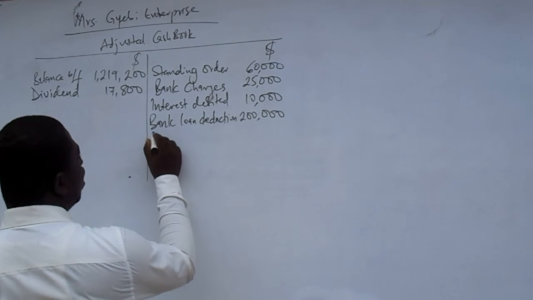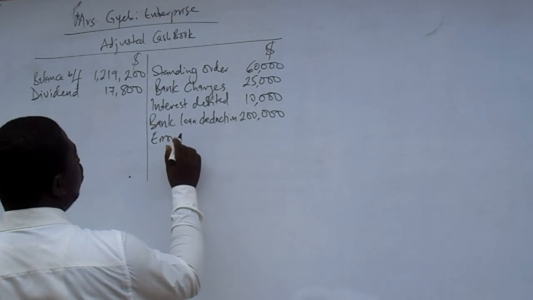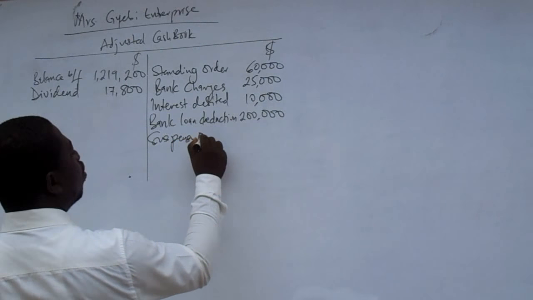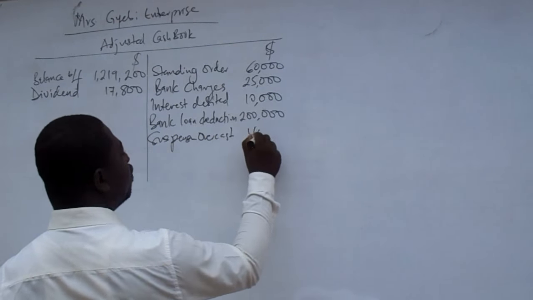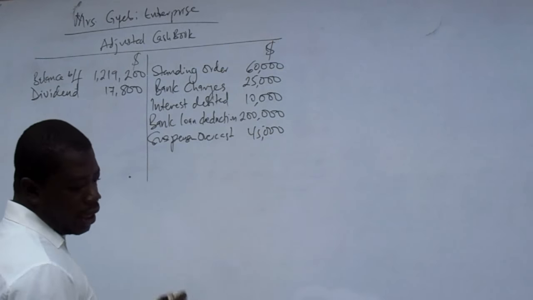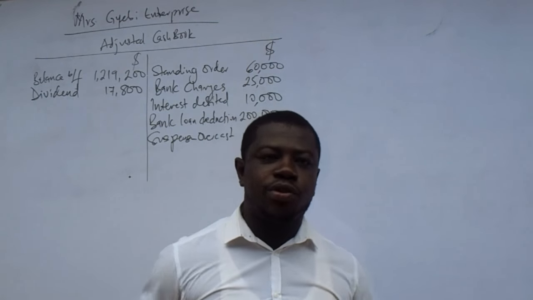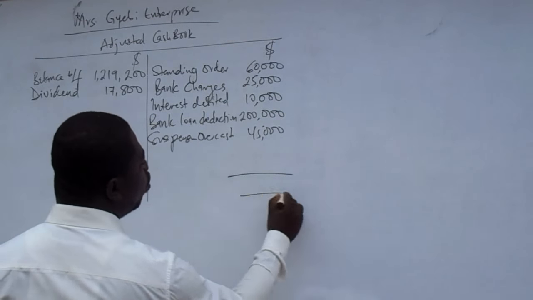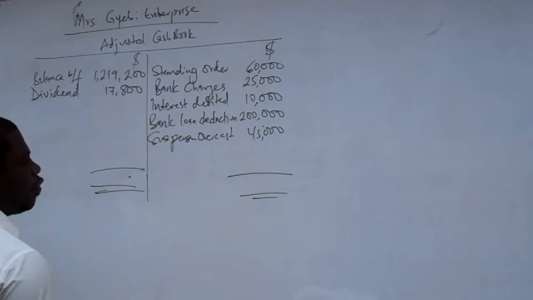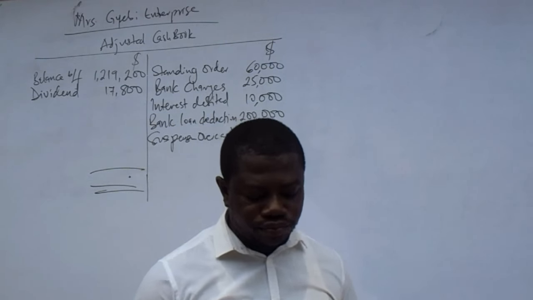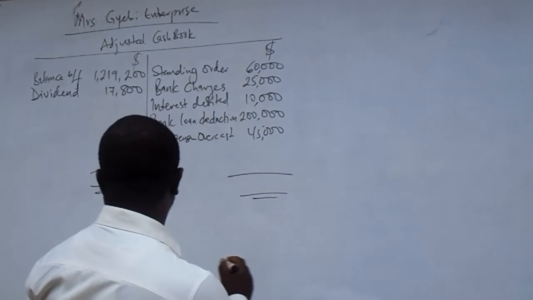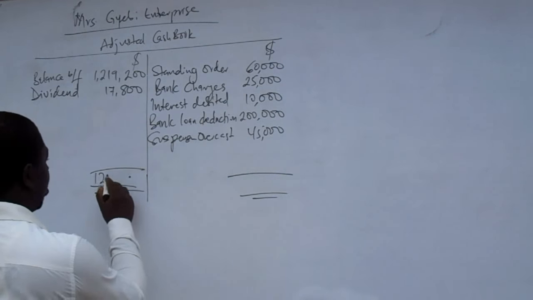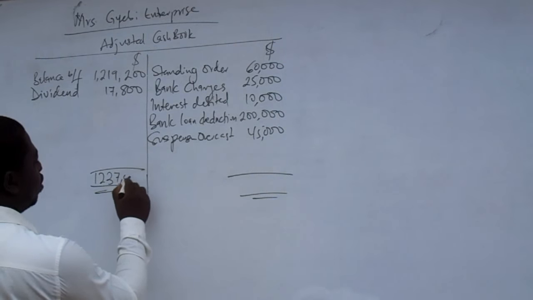And so we see error, or we'll just call it suspense overcast, 45,000. And ladies and gentlemen, this is the last item, and so we are done with preparing the adjusted cash book. And so we'll balance it off, and then we'll find the total. Then the total is $1,237,000.